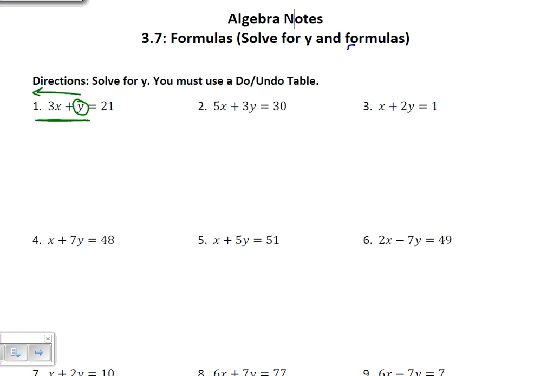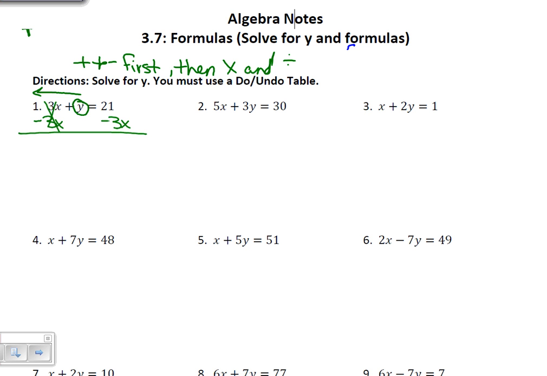Okay, so remember from before, we get rid of addition and subtraction first, and then multiplication and division. Okay, so remember our order. But all they've done here for number 1 is that they've added 3x. So the opposite of adding the positive 3x is to minus 3x. So let's do that. Let's minus 3x from both sides.